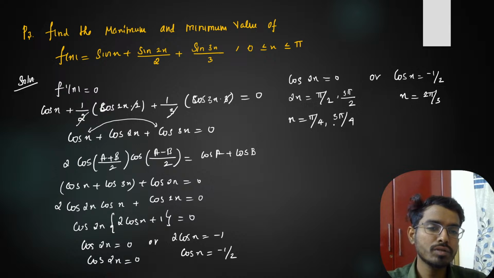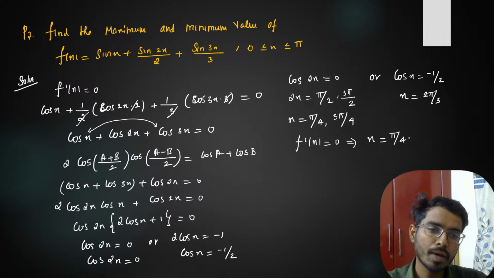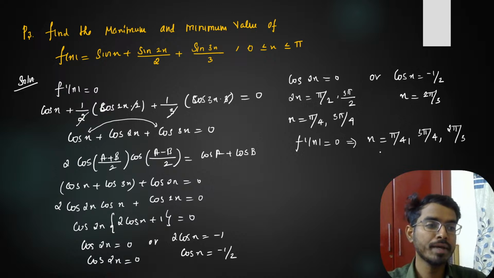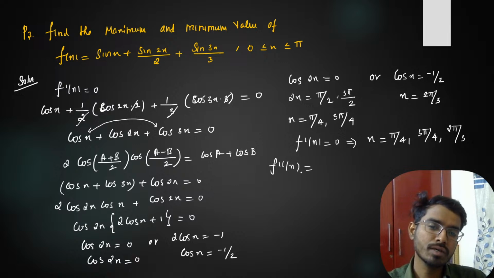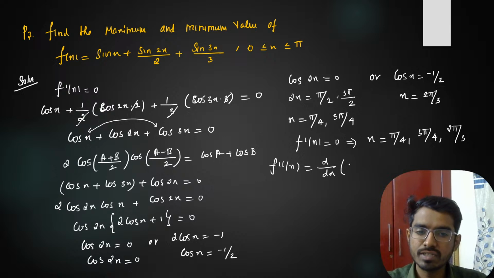This gives pi by 4, 3 pi by 4. So that means these are the points where f dash of x equal to 0. This implies these are the critical points: pi by 4, 3 pi by 4 and 2 pi by 3. Now you find f double dash of x. What is f double dash of x? It is d by dx of f dash of x. What is f dash of x?